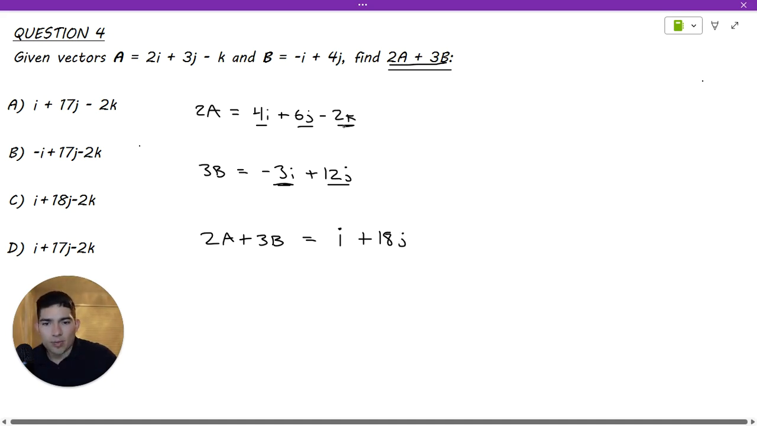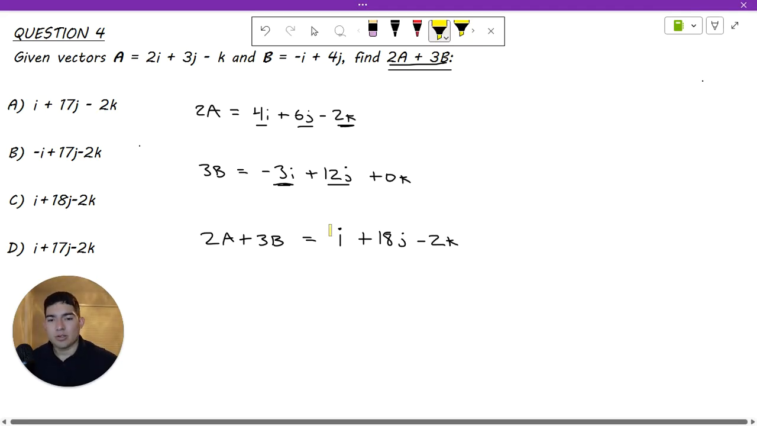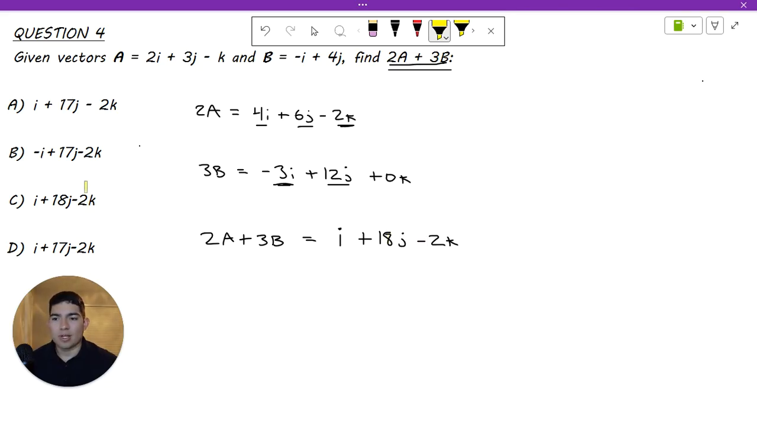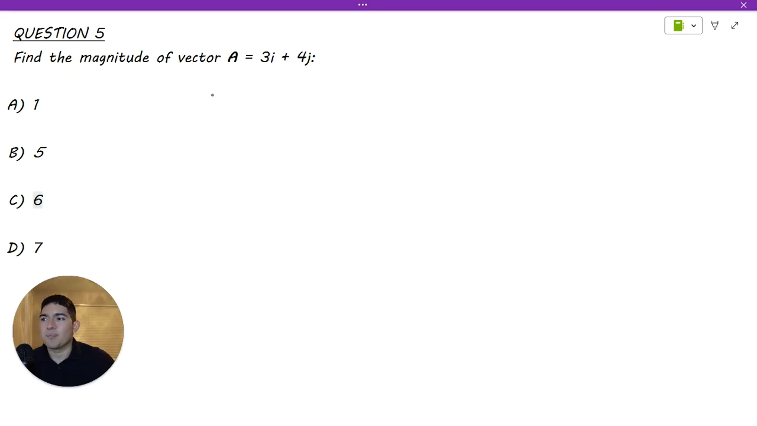Now for the k component, we have negative 2 up here, and then this one doesn't have a k component, so it's just going to be 0 basically. So that means that this one is going to be negative 2 plus 0. That's just going to remain negative 2, and we'll have negative 2k. So this is going to be our result right here, and if we look at the multiple choice, the answer is going to be C.